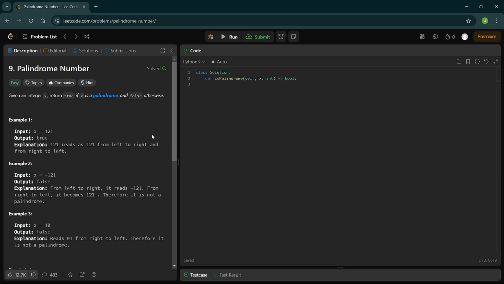Example 1 shows that the input is 121, which is true because if it is read forward and read backward, it results in the same.